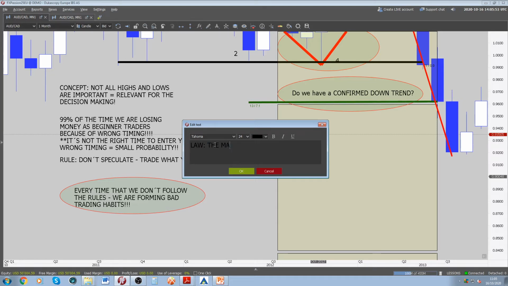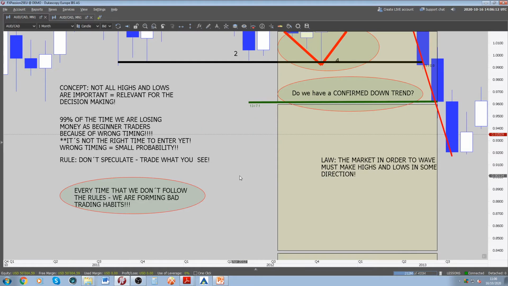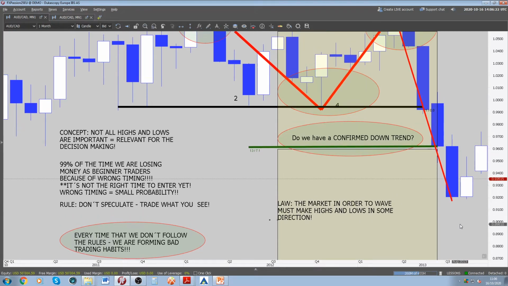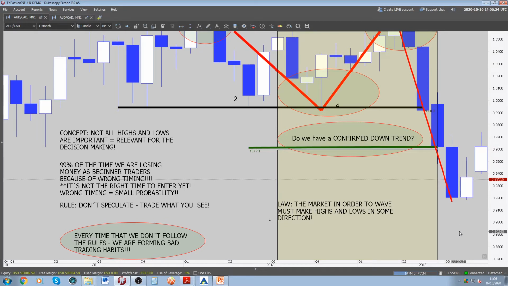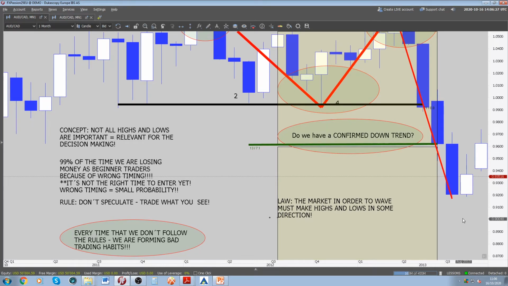The market, in order to wave, must make highs and lows in some direction. This is an absolute law. The market, in order to wave, must make highs and lows in some direction, right? And Zuelio says wait for a new lower high. Okay, so we're going to wait.